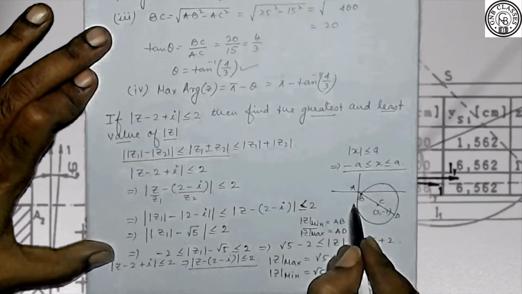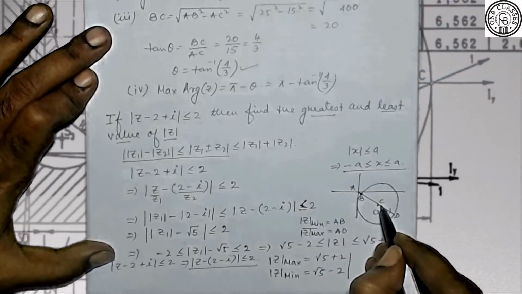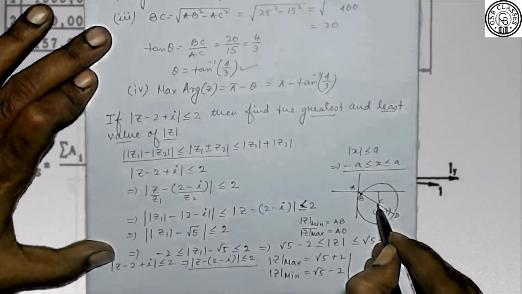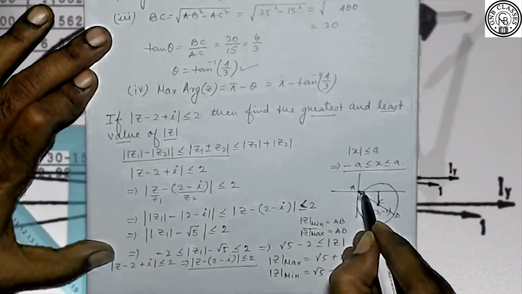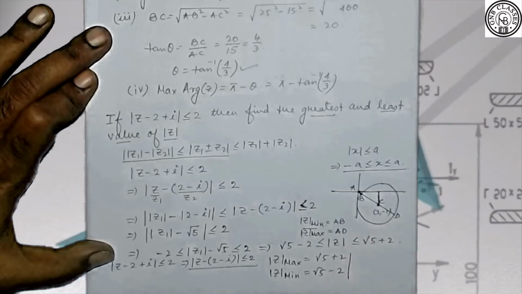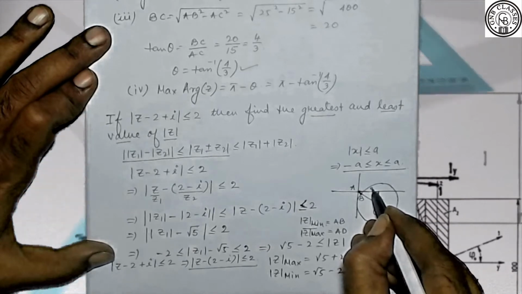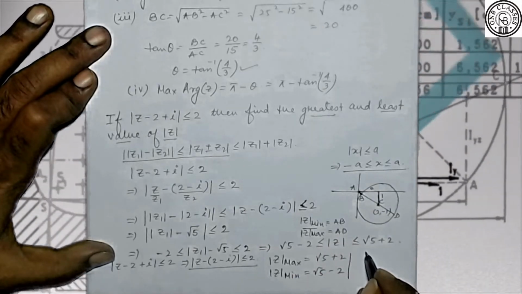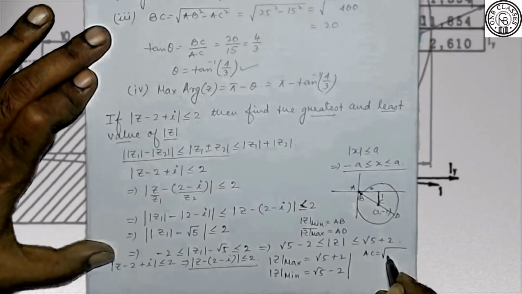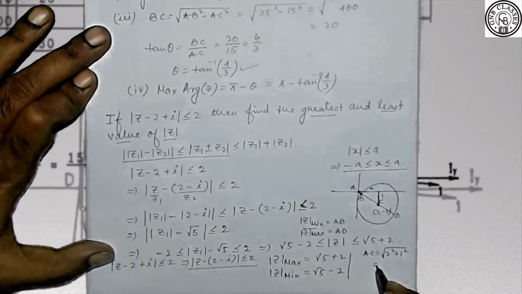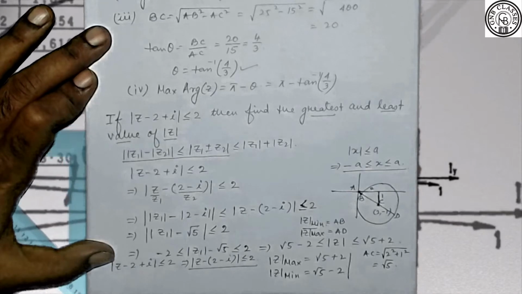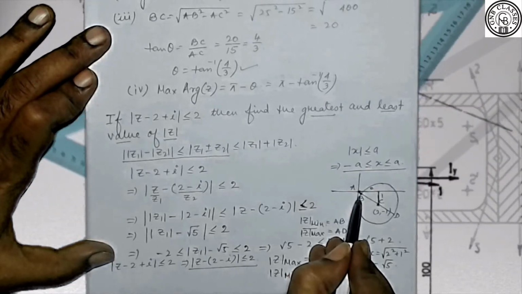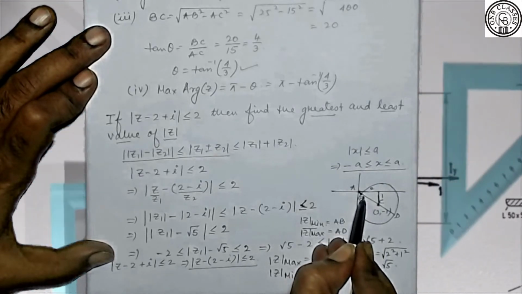Is it clear? Now we have to calculate the value of AB. How will we do that? We will simply draw a perpendicular over here. Now this length is 2 and this length is 1. So from the Pythagoras theorem we can find out AC is nothing but under root 2 square plus 1 square. That gives us root 5. Yes or no? So AC is root 5.